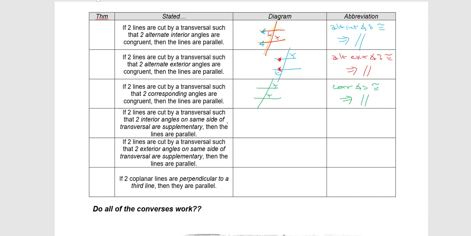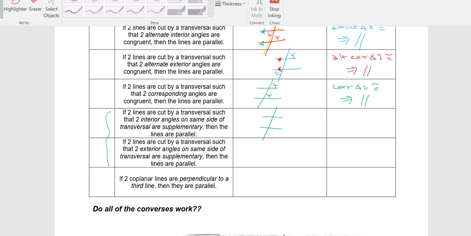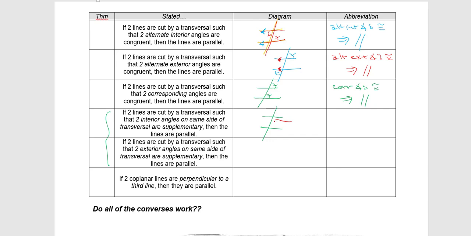Okay, and then if you're looking at, these are a little bit different here. If you look at same side, so same side interior angles are supplementary. So in other words, if this angle and this angle adds up to 180 degrees, same side interior angles supplementary means you have parallel lines. Likewise, same side exterior angles. If they're supplementary, then you have parallel lines.